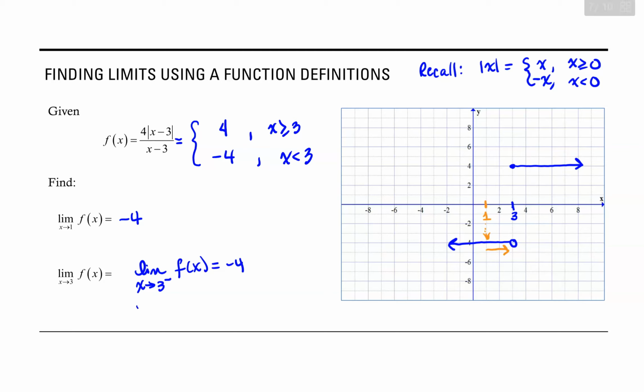And then if we check it from the right, the limit as x approaches 3 from the right of f of x. Well, if x is approaching 3 from the right, those are numbers that are bigger than 3. So we'll be using the first part of this function, and that would equal 4. Note that negative 4 does not equal 4. So we can comfortably say that the limit as x approaches 3 of f of x does not exist. I hope this helps.